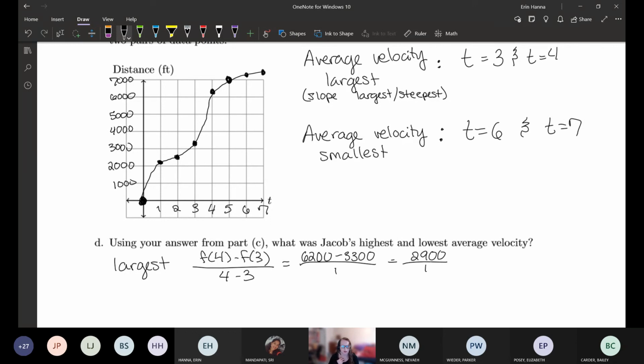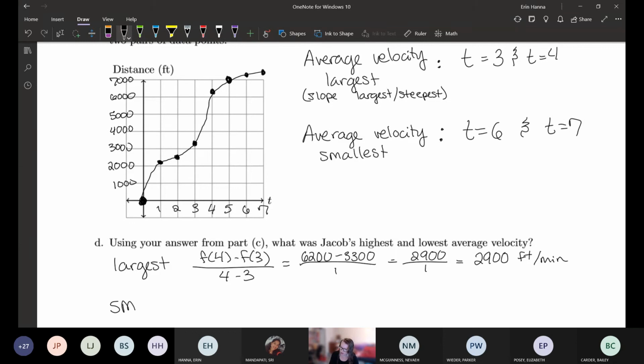I go through a lot of these calculations very quickly because I assume if you punch it into a calculator, you'd be good. But if there's ever a time where, whoop, that's not what it is, I'm looking at the wrong thing. 2,900. If I'm ever going through something too quick and you're like, where did that come from? Just stop me. So the largest average velocity would be 2,900 feet per minute.